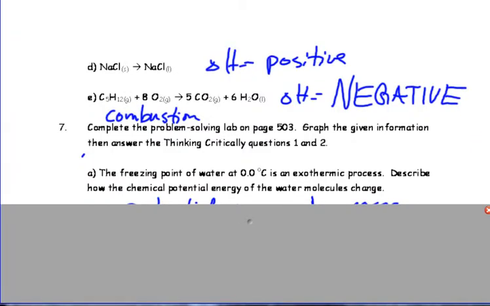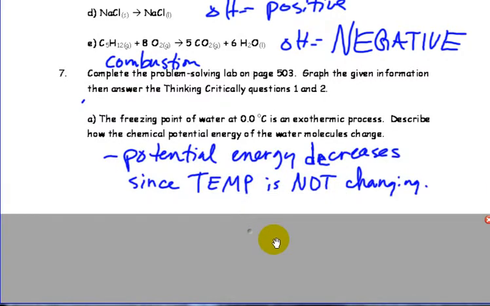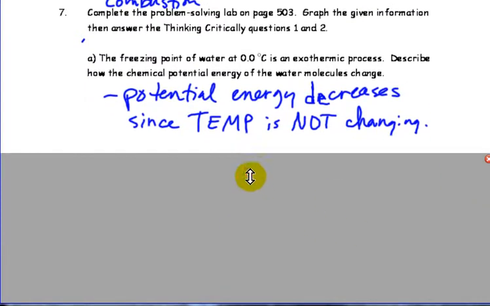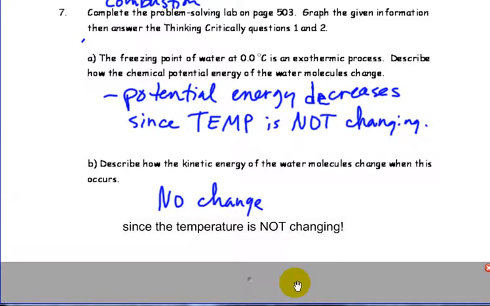So if we're doing vice versa, going from liquid to solid, potential energy must be decreasing. So temperature isn't changing, so the molecules are slowing down, etc., and they're losing stored energy to hopefully reach the solid stage. And then lastly, how did the kinetic energy of the water molecule change when this occurs? There's no change in energy because, again, the temperature is not moving.